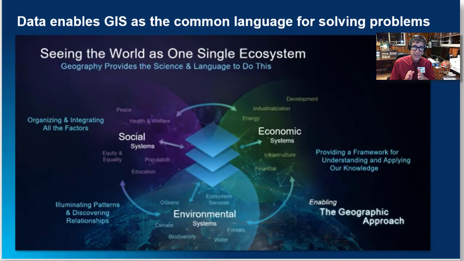Data enables GIS as this common language for solving problems. One could argue that in some ways music is a common language of the world, but there's lots of different kinds of music and people like different kinds of music, etc. Geospatial maps and map-based understandings, spatial understandings, can be our common language for solving problems. And indeed, there are hundreds of case studies out there showing how organizations have come together to solve problems around this approach, seeing the world as one single ecosystem. And data, again, enables that to happen.